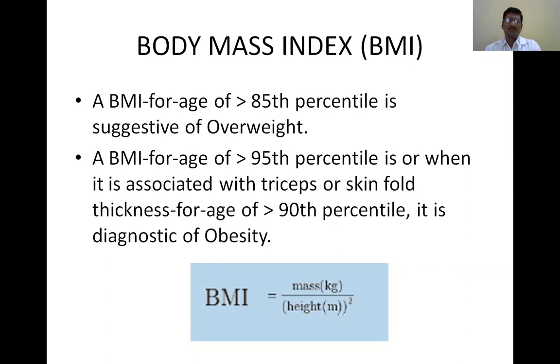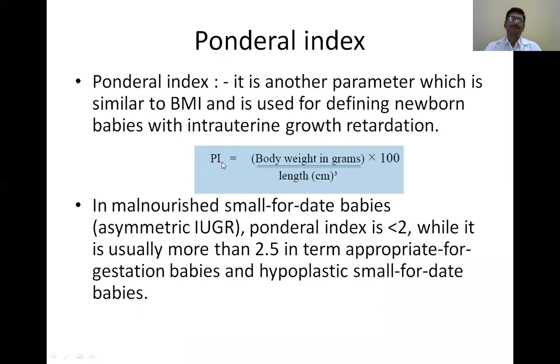So how is it calculated? Body mass in kilograms divided by height in meters squared. If you calculate the BMI value and plot it against the standard graph, and the plotted value is more than the 90th percentile for triceps as well as skin fold thickness, or the BMI is more than the 95th percentile, then it is the diagnosis of obesity.